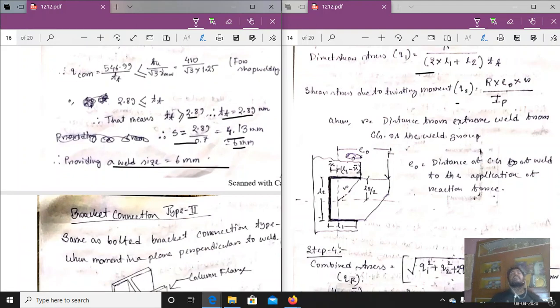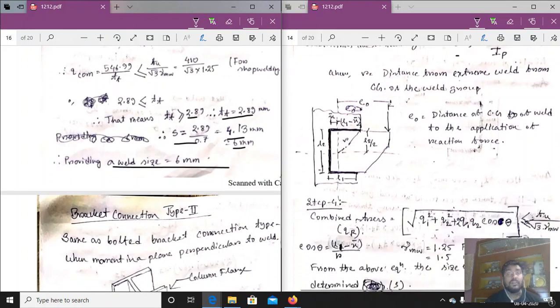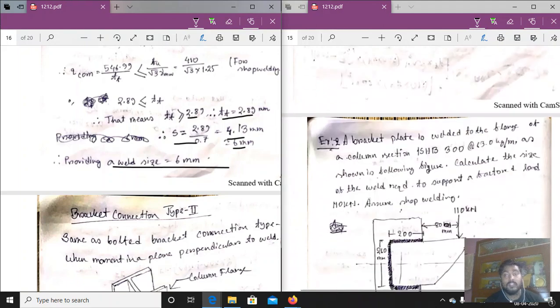So this is the bracket connection type 1. Always our motto is to design the weld connection. How to design the weld connection? We do not know the thickness of the weld, so we have to design that. So this is bracket connection type 1.